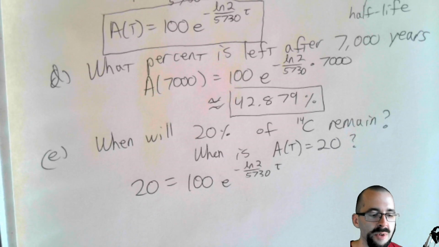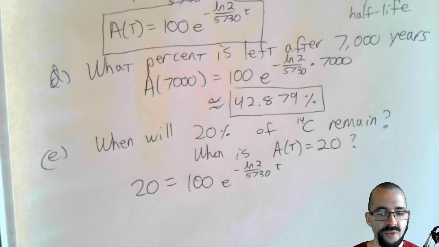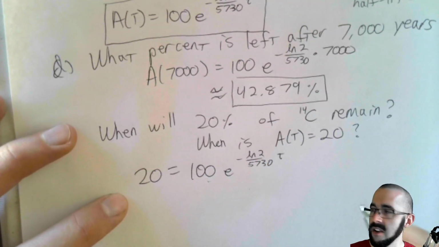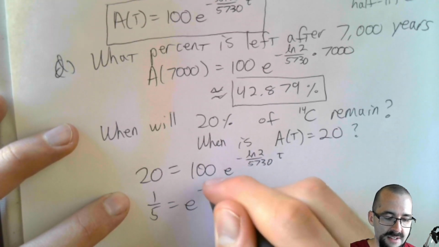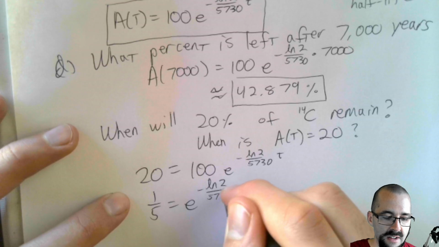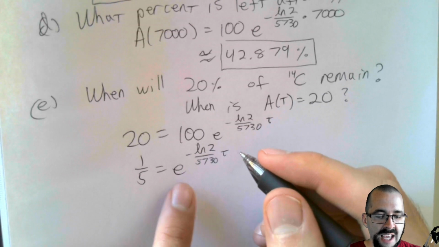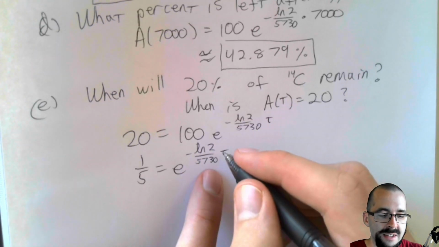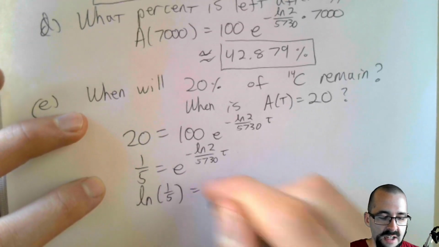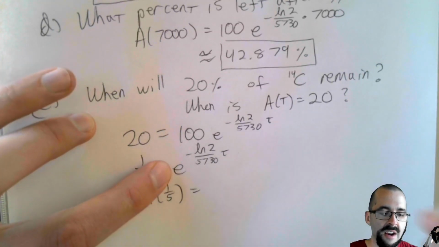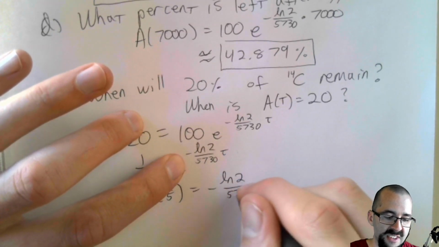And again, we have to solve an exponential equation. And this is going to look very familiar. Isolate the exponential. Divide both sides by 100. 20 divided by 100 is 1/5. Equals e to the right-hand side, negative ln 2 over 5730 times t. Natural log both sides. Once the exponential is by itself, we have to undo it to get to the variable. So if we natural log both sides, we'll get the natural log of 1/5 is equal to the natural log of an exponential. They are inverse functions of each other, so we're just left with the exponent, negative ln 2 over 5730.